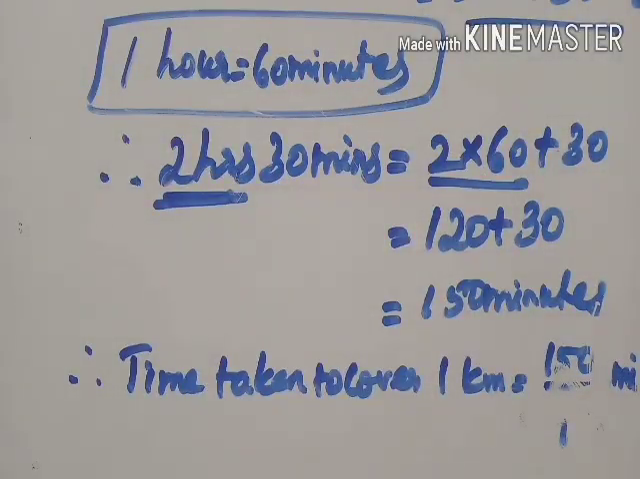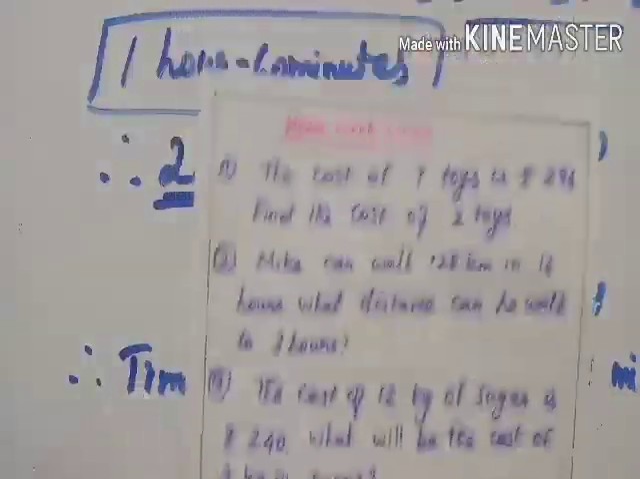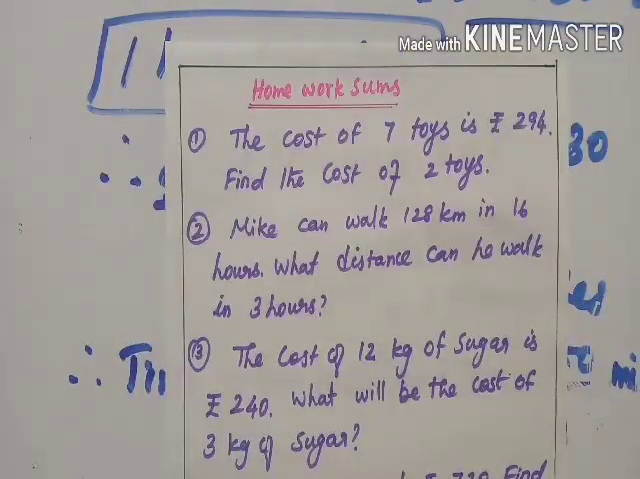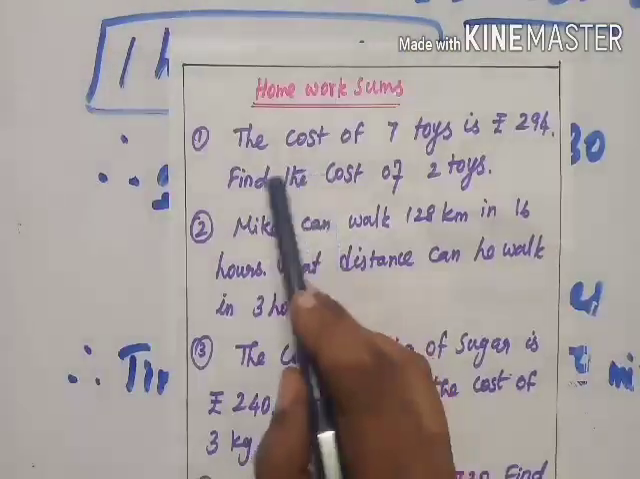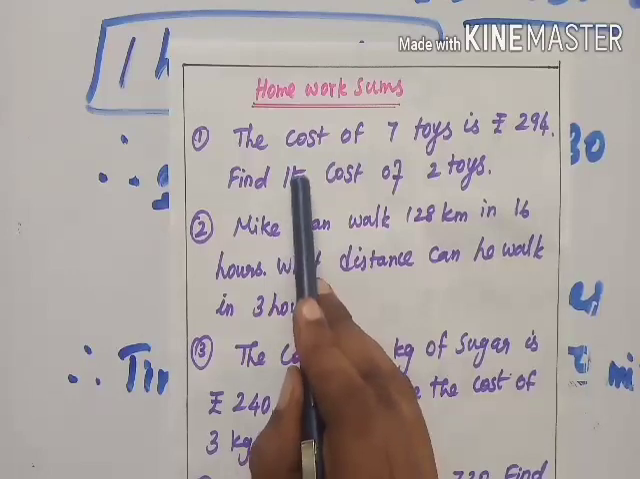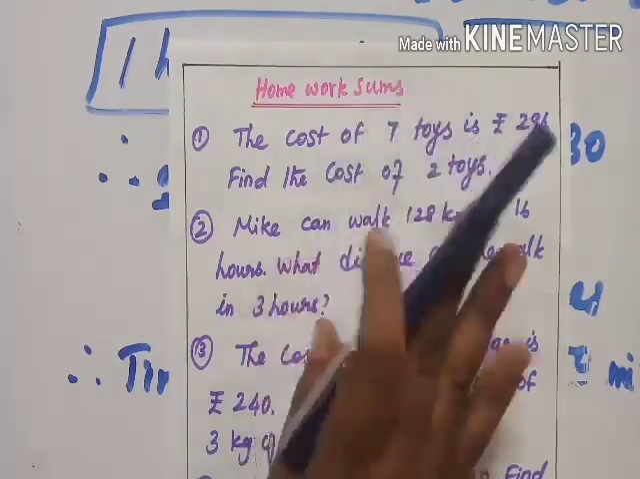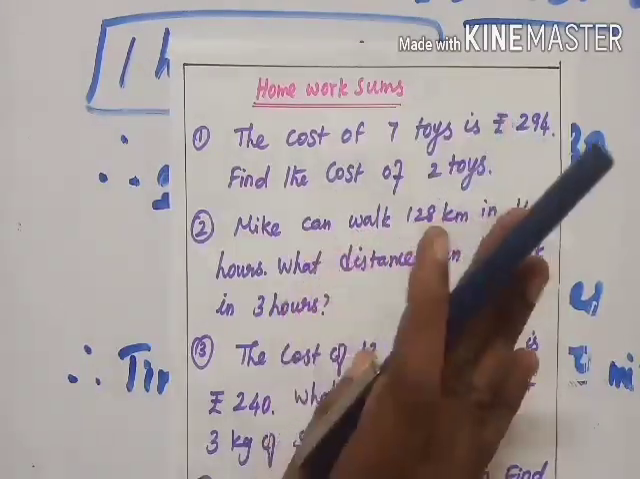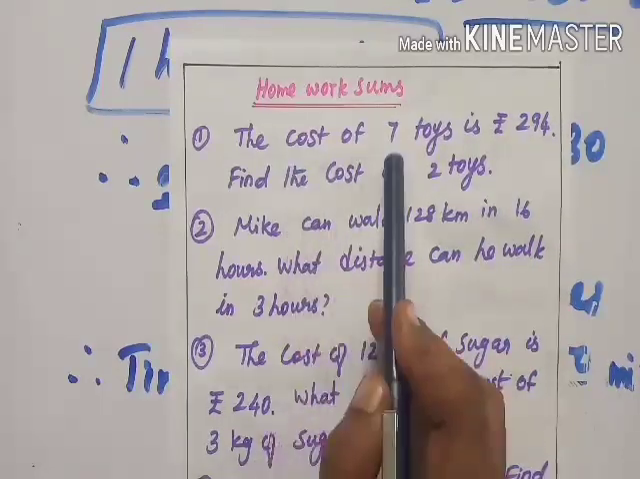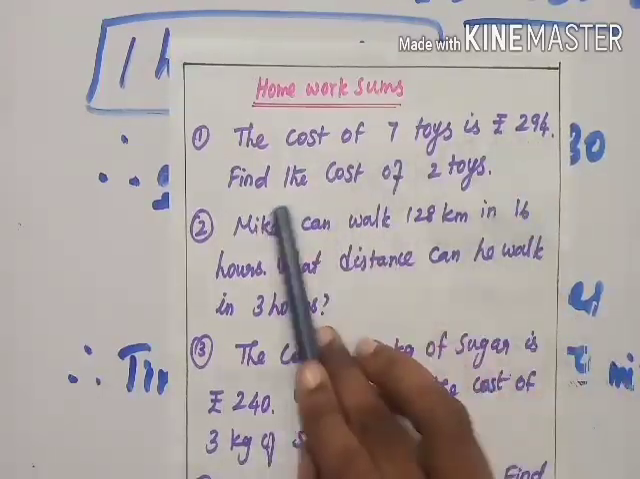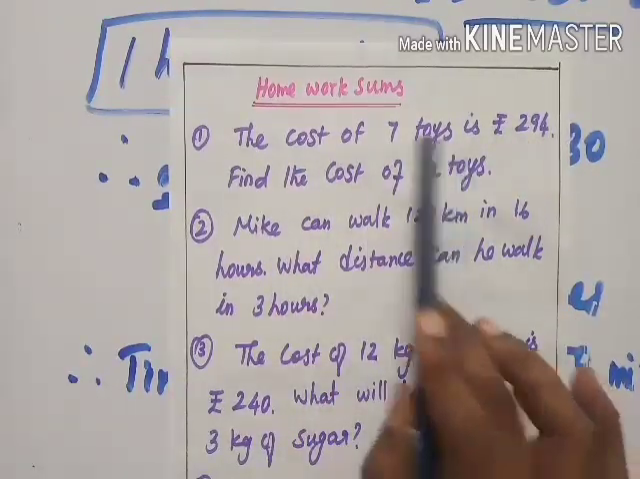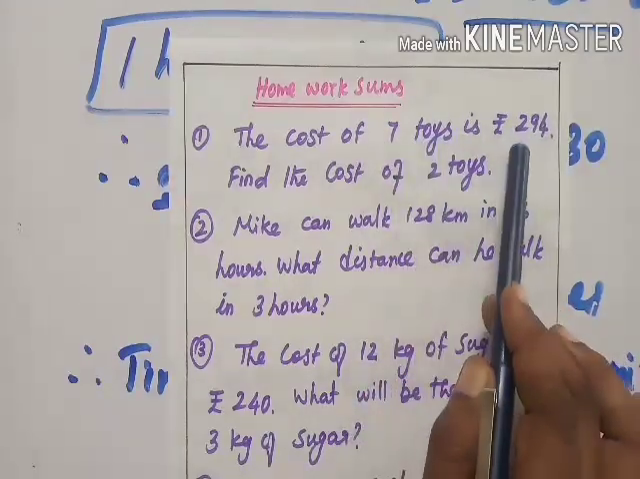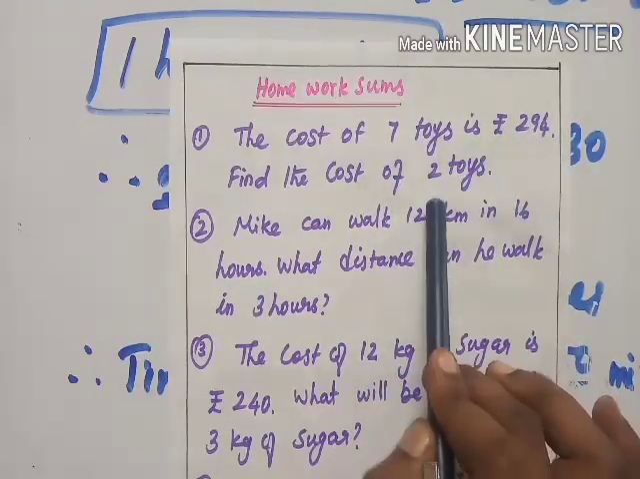Your today's homework sums are here. So yes, like last time, here also we have 6 questions. Easy sums only. Try to do it. Please try to do all the homework sums with steps. I need steps for all the sums. Yes children. Cost of 7 toys is given. Find the cost of 2 toys. From this, first you find the cost of 1 toy and then you go with 2 toys.